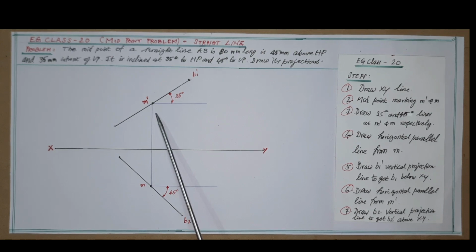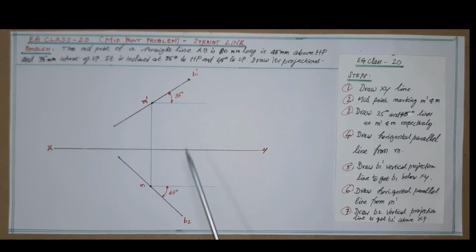Like this, draw another line at M below XY with an angle of 45 degree at M and with the same length of 80 millimeter, that is true length, keeping M as the midpoint as given in the problem. This is also before the final image. Now mark the two line ends as shown, B1 dash and B2.